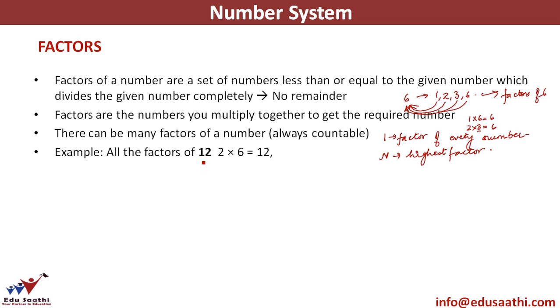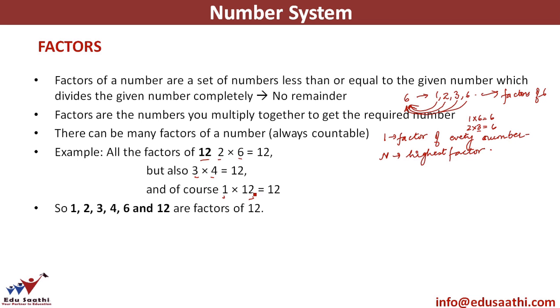If I look at the case of 12, 2 into 6 is 12, 3 into 4 is also 12, and 1 into 12 is also 12. So the numbers 1, 2, 3, 4, 6 and 12 are the factors of 12. I can always count the number of factors of a given number. The smallest factor is 1. The highest factor is the number itself.